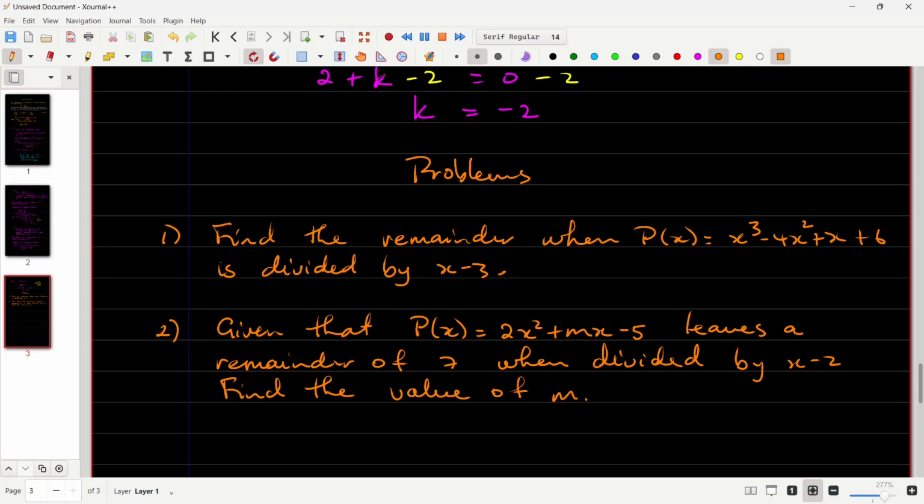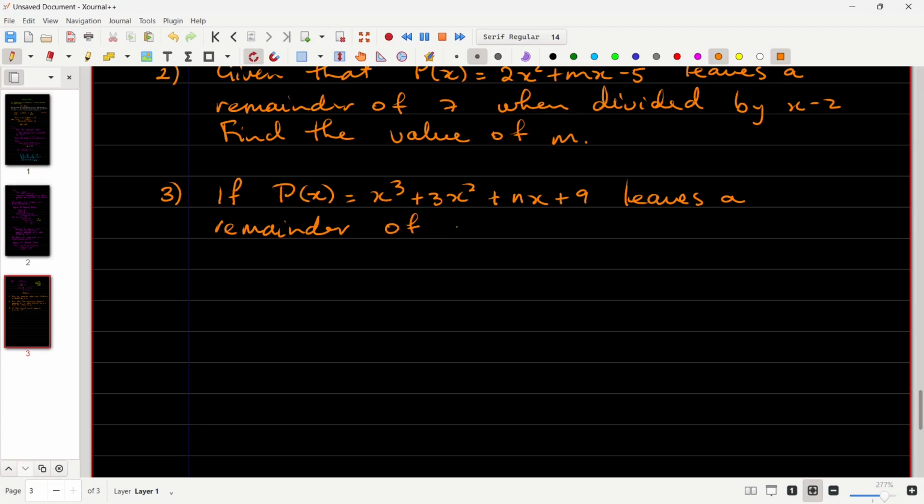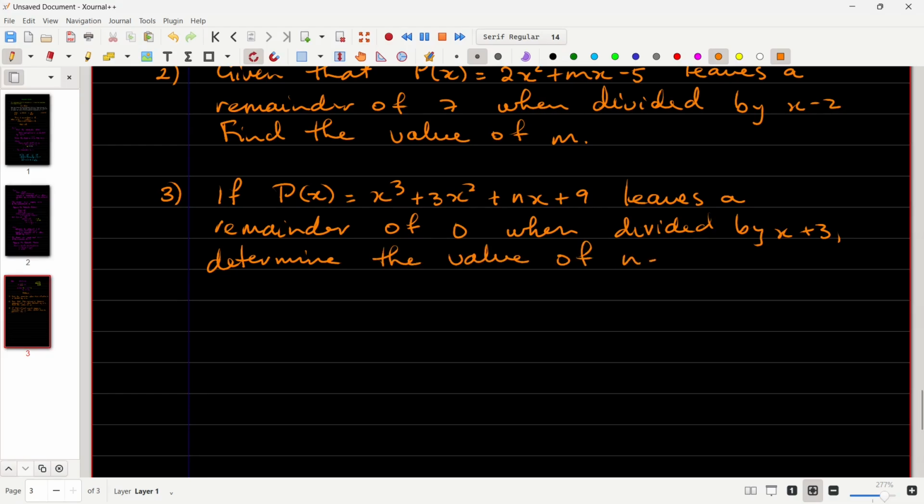Let's go on to the next one. Number 3. So if p of x is equal to x to the third power plus 3x squared plus nx plus 9 leaves a remainder of 0 when divided, determine the value of n.